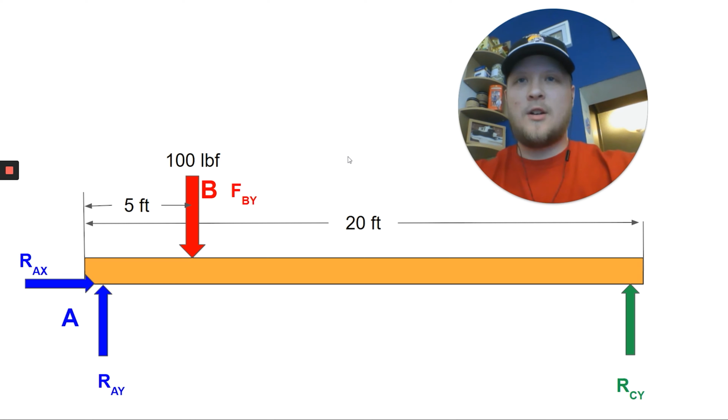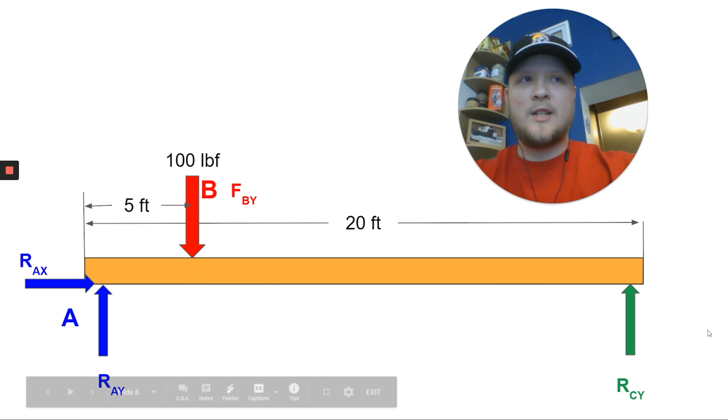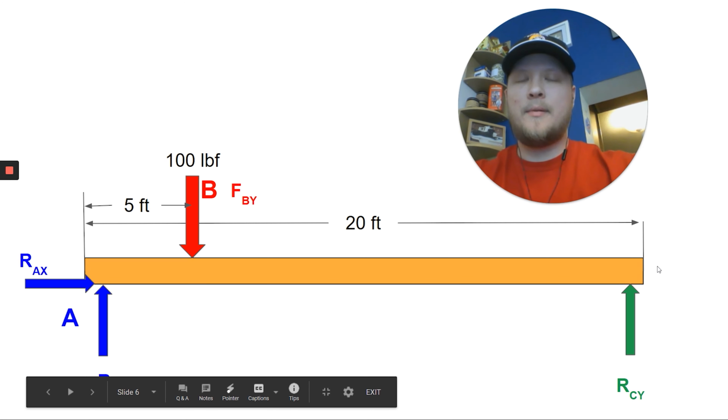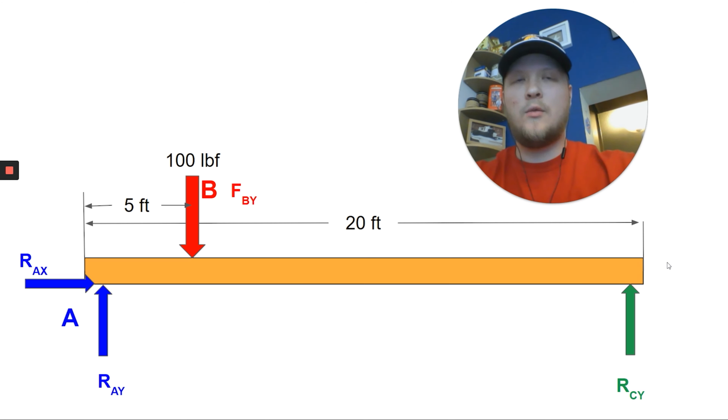So I'm going to start out with my reactionary forces always pushing against whatever's pushing on them. So that's why I have RCY here pushing up. Again, reactionary R at point C in the Y direction, RCY.